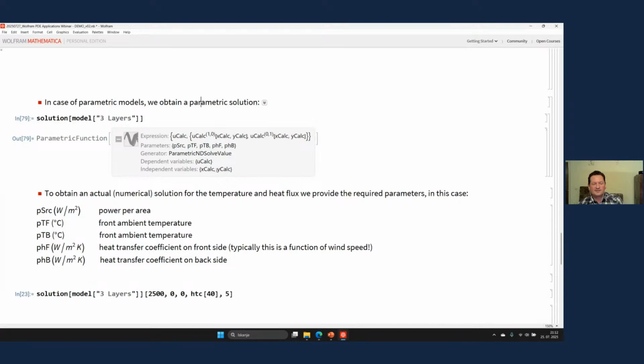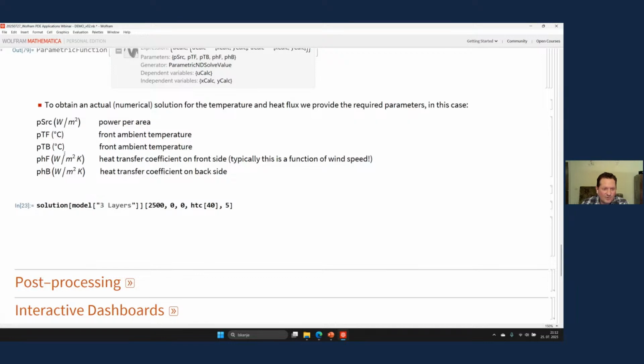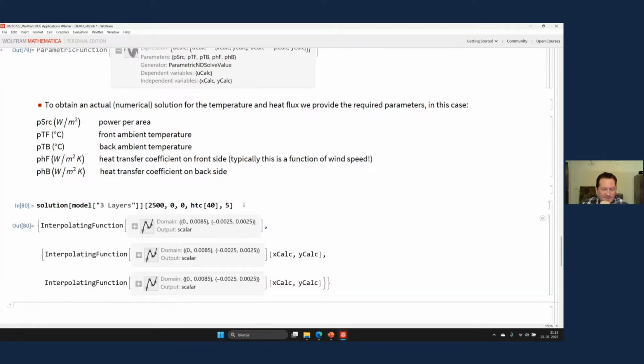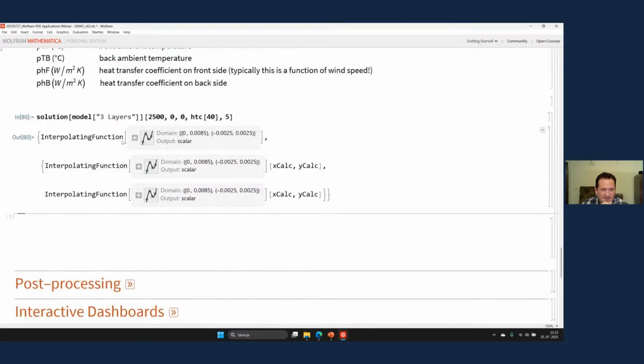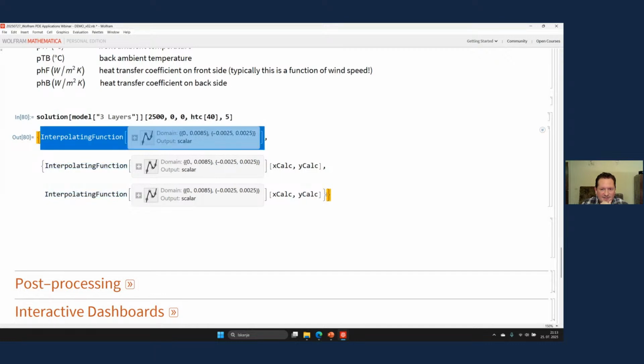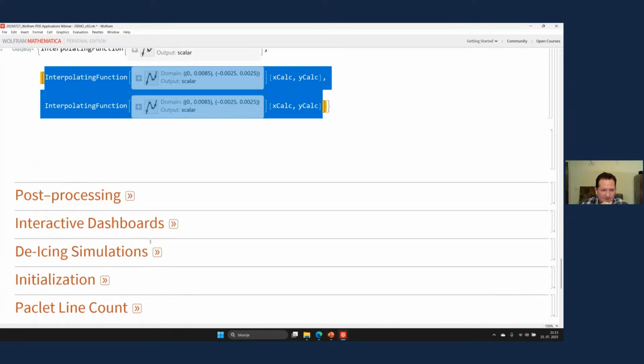And why these parametric functions are really useful for our purposes is that it is a really convenient way for us to provide this solution with parameters, for example, power, front and back ambient temperatures, heat transfer front and back, and then you get the actual interpolating functions that are the solutions that you want. So this one is the temperature, and this is the gradient of the temperature.